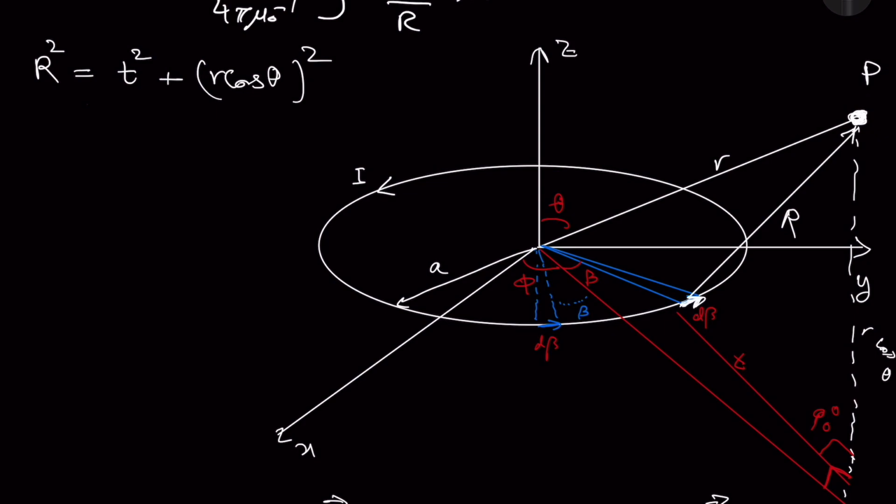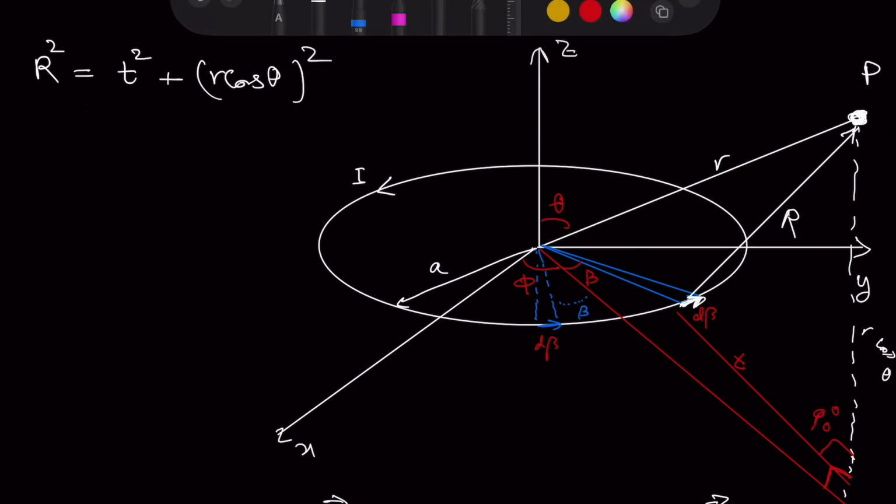And what is the value of t? So how to calculate t? Now, if you consider this triangle, I'm going to show it with green color. So this triangle will help you get the value of t.